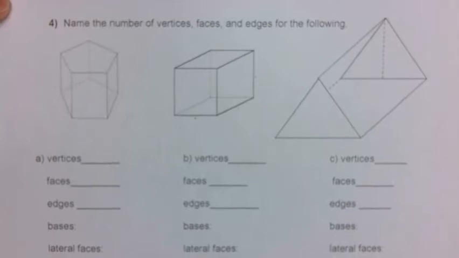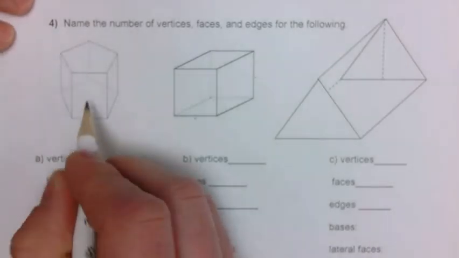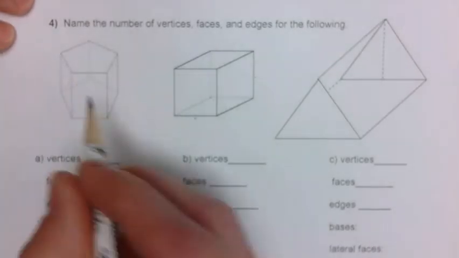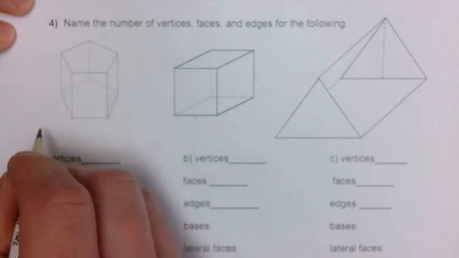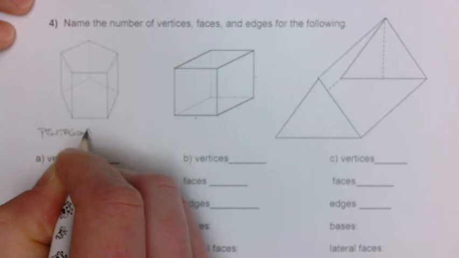If we take a look at the first picture, we had this picture earlier. It has two pentagon bases and all of the other faces are rectangles. So this is again called a pentagonal prism.